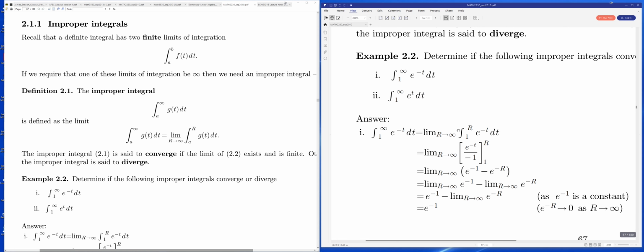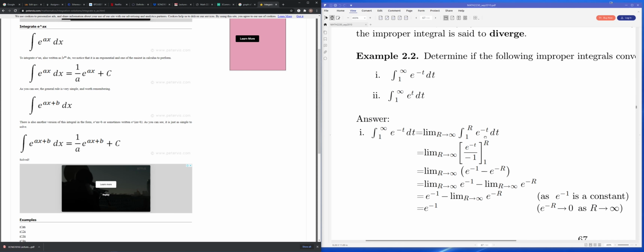The first thing when you're doing these is you work out the integral. Working out this integral, you use this integration formula, and the coefficient in front of the t is -1, so when you integrate you divide by the -1. And you put in t values: t equal to big R and t equal to 1. When you do that, you get minus e to the minus r, and then minus e to the 1.